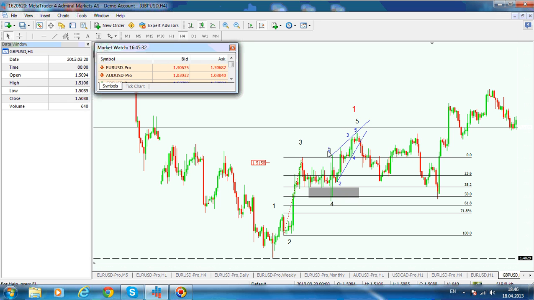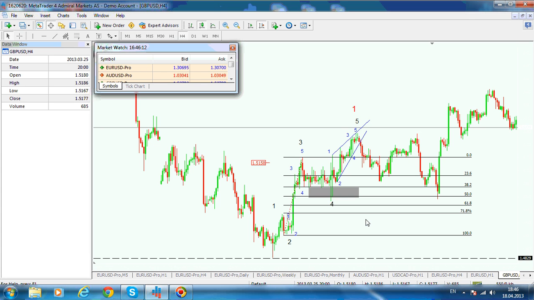For example, the third wave is being formed out of 1, of a smaller degree, 2, 3, 4, and 5. So this is an impulsive move. Wave 1 is an impulse to the upside, and from this moment on things start to get complicated because you don't know exactly what cycle this wave 1 red is on.